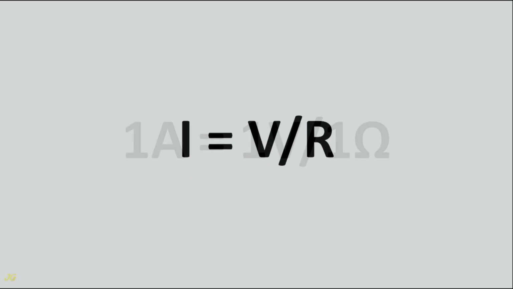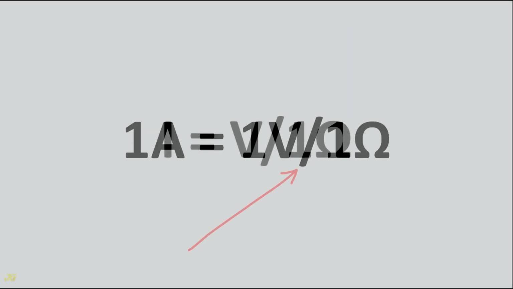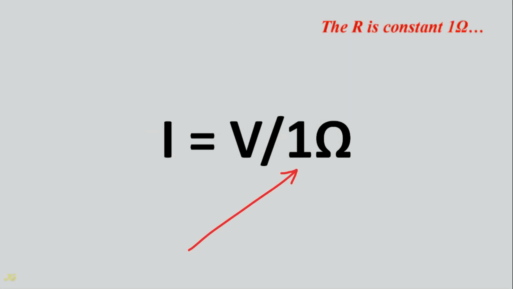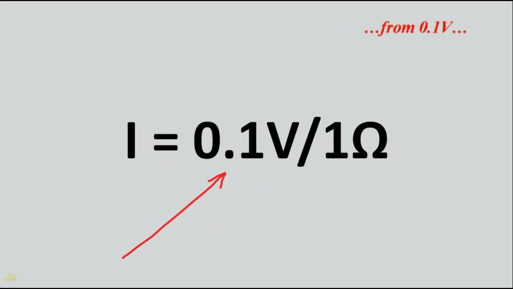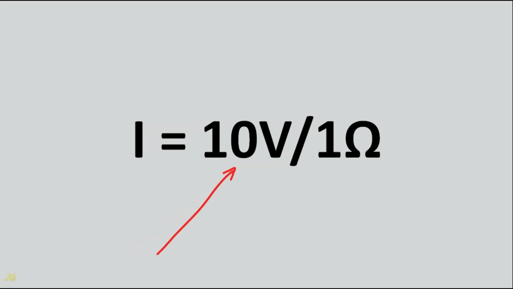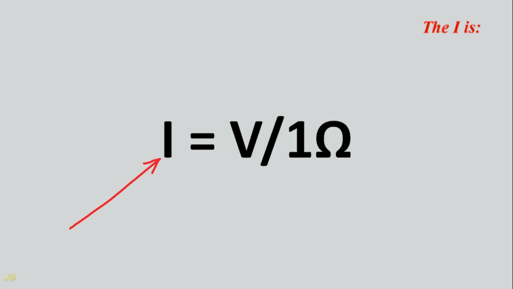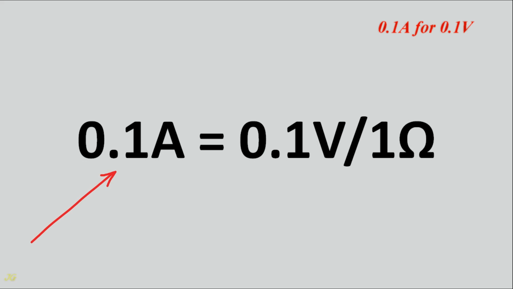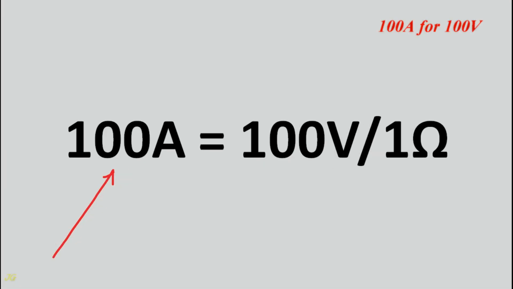Example: 1 ampere equals 1 volt divided by 1 ohm. The resistance is constant 1 ohm, and voltage increases from 1/10 of a volt to 10 volts and to 100 volts. The current is 1/10 of an ampere for 1/10 of a volt, 10 amps for 10 volts, 100 amps for 100 volts.